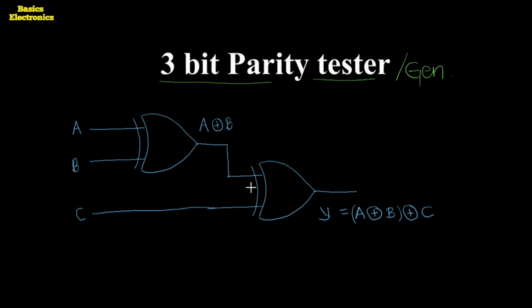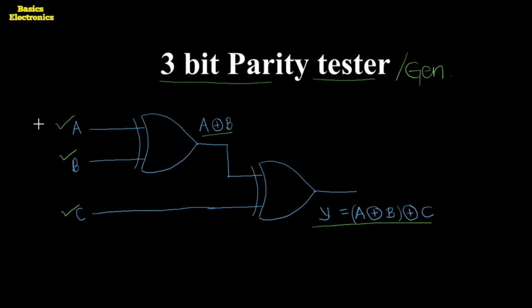Okay, so for the 3-bit parity tester, here I use 2 XOR gates. The first XOR gate has 2 inputs, the A input and the B input, so its output becomes A XOR B. The output of the first XOR gate, A XOR B, is applied as an input to the second XOR gate along with the third input, the C input. So the input data is A, B and C, and the output is A XOR B XOR C.